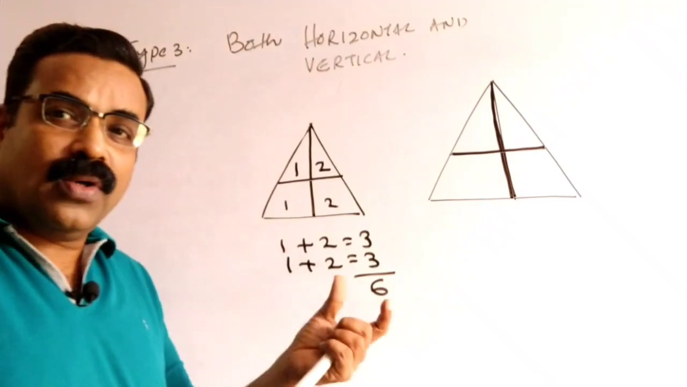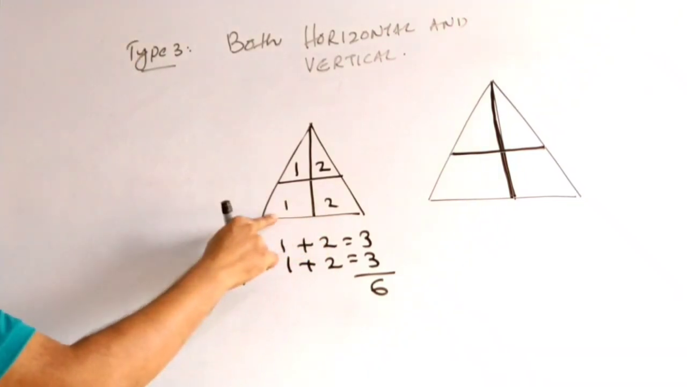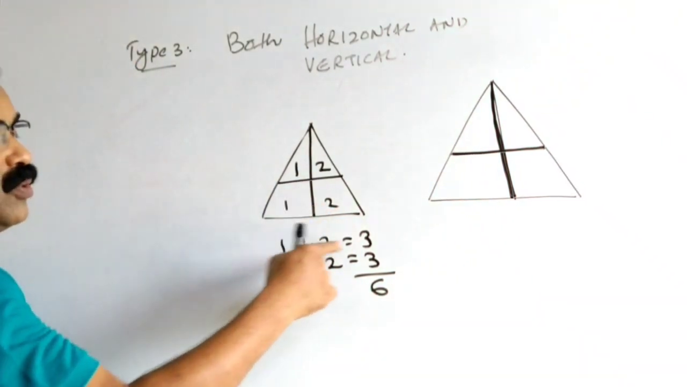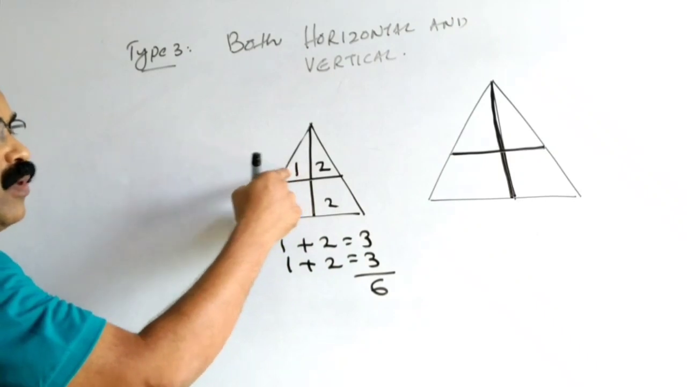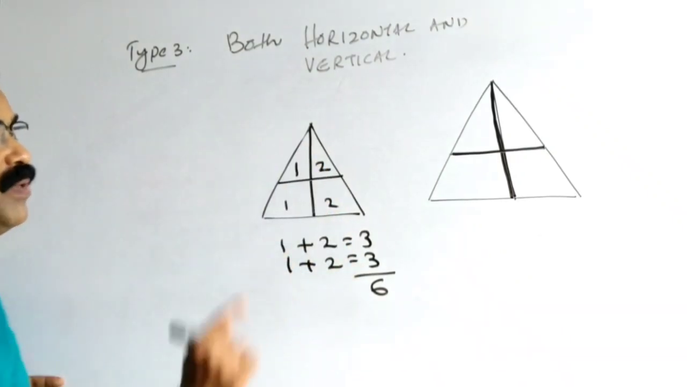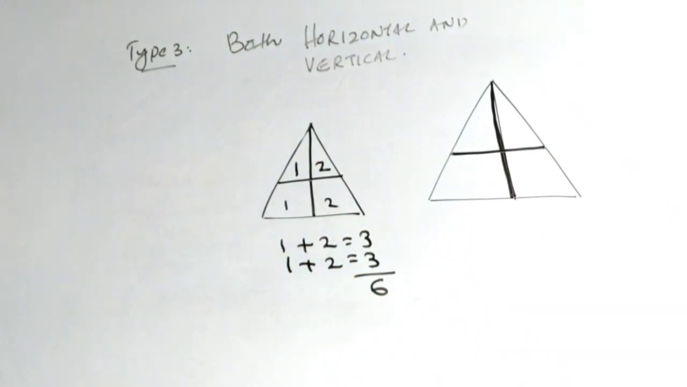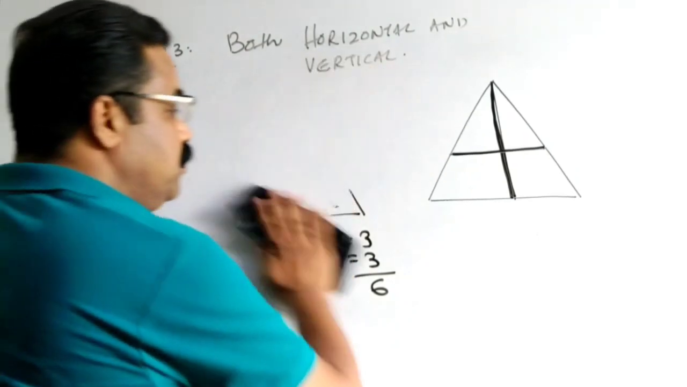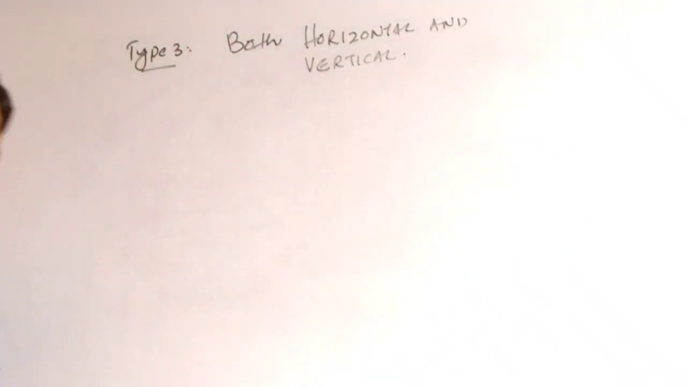So how to count all these things? Here you can say it is 1 and 2, so 1 plus 2 is equal to 3. Here also 1 and 2, 1 plus 2 is equal to 3. So total will be 6 triangles. Okay. So let us go with some more examples. We have a figure like this.